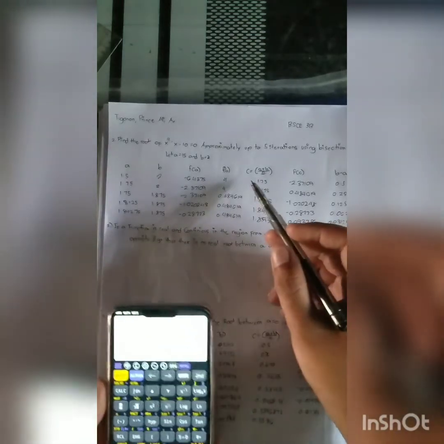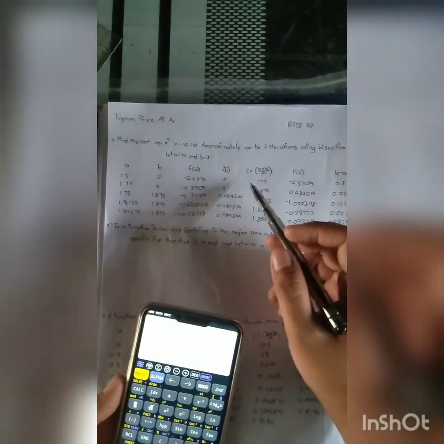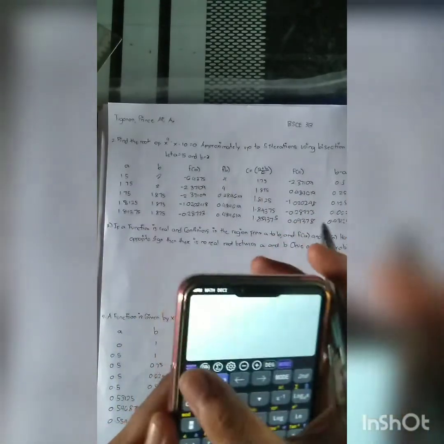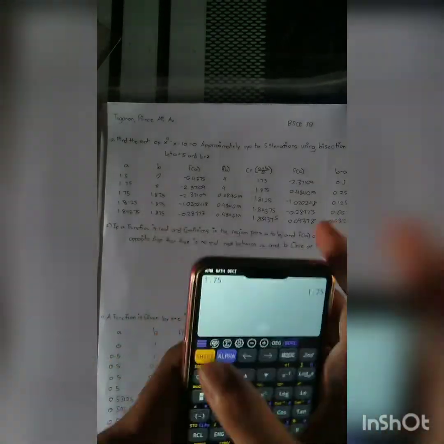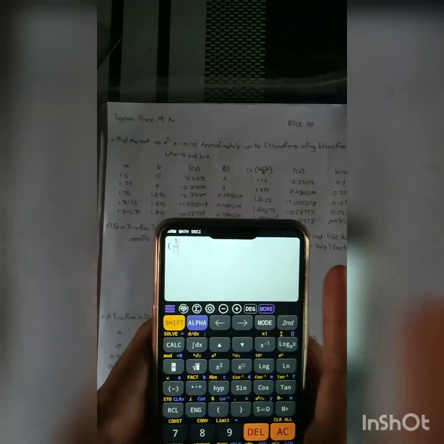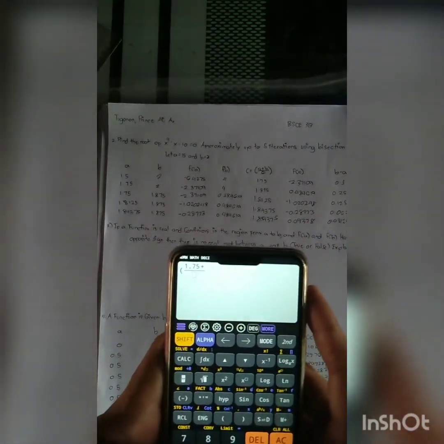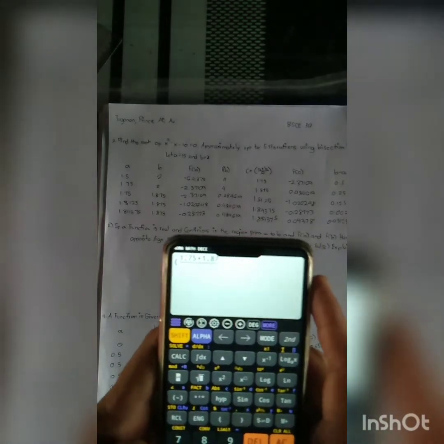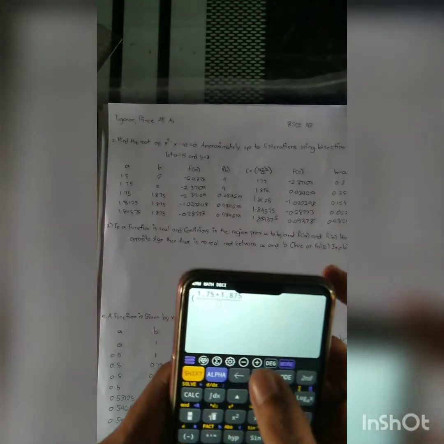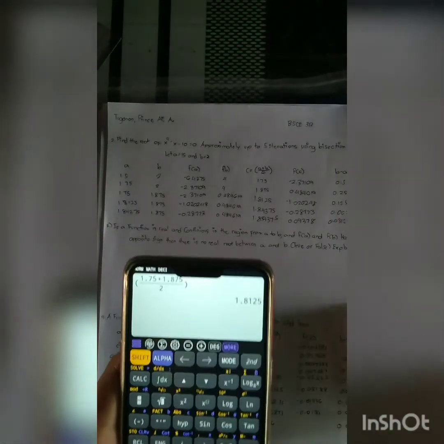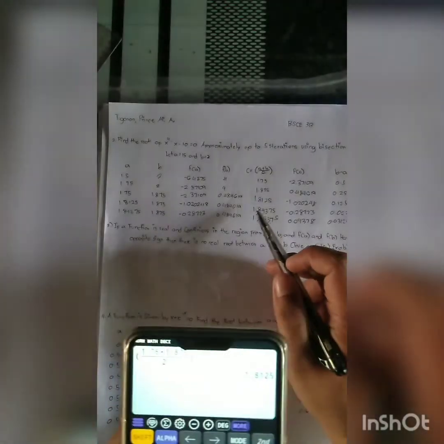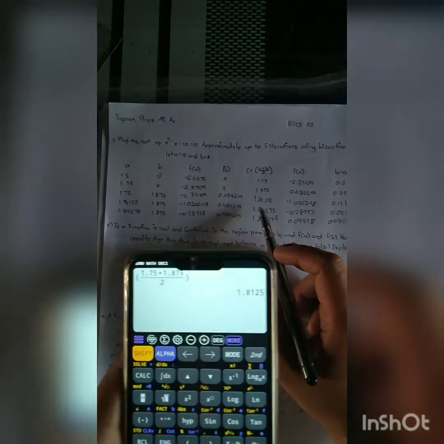Now, we're gonna find the value of c in the third iteration. So, a, 1.75, plus 1.875 over 2. So, the value of c in the third iteration is 1.8125.